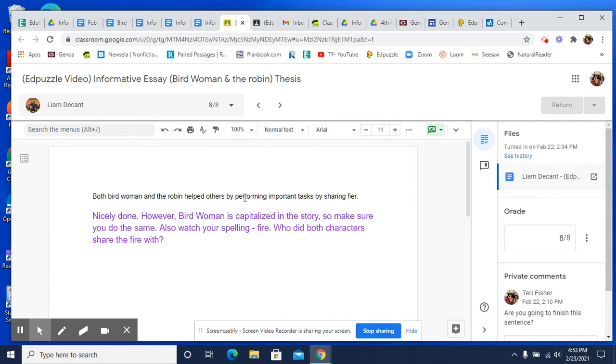Now, the only thing here is you're saying by performing important tasks by sharing fire. It seems a little redundant. I don't think you need to include this section right here because the sharing fire is the important task. So I don't think you even need that as part of yours. Some of the others were like both Bird Woman and the Robin helped others by, you said sharing fire, maybe sharing fire with their people or giving fire to the people, something like that.